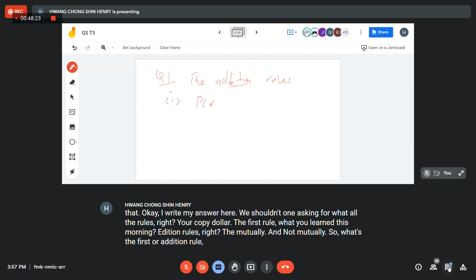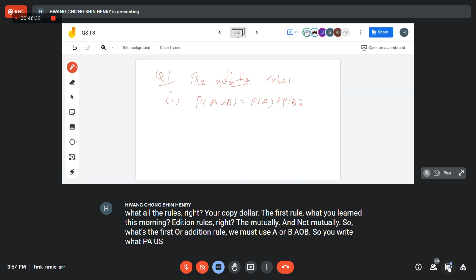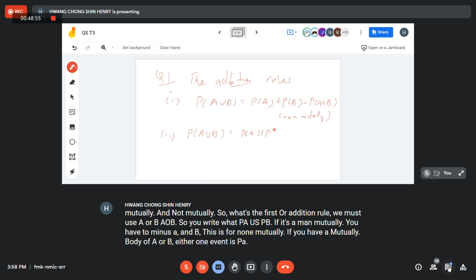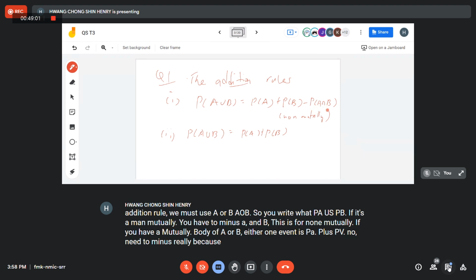For the addition rule, we must use A or B. So you write P(A) plus P(B). If it's non-mutually exclusive, you have to minus P(A and B). This is for non-mutually exclusive. If you have mutually exclusive, the probability of A or B, either one event, is P(A) plus P(B). No need to minus because the probability of A and B must be 0. So this is for mutually exclusive.